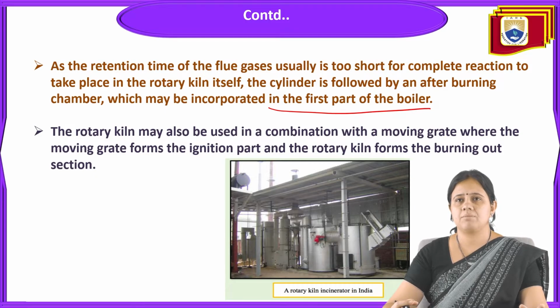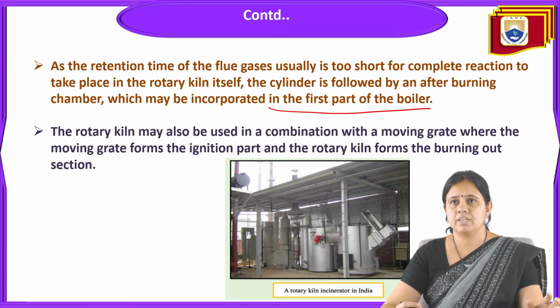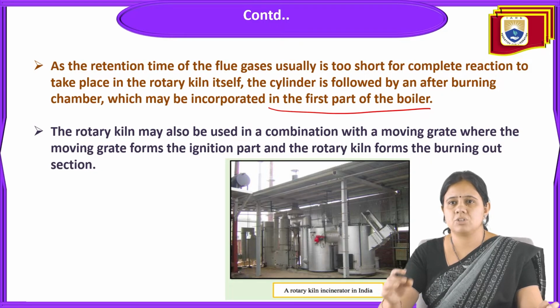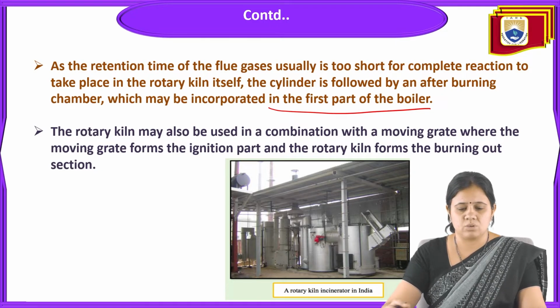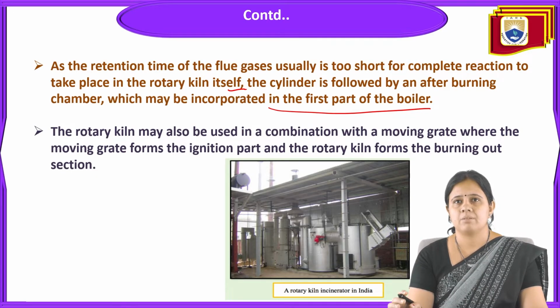As the retention time of the flue gas is usually too short for a complete reaction to take place, the rotary kiln cylinder is followed by an afterburning chamber, which may be incorporated in the first part of the boiler.